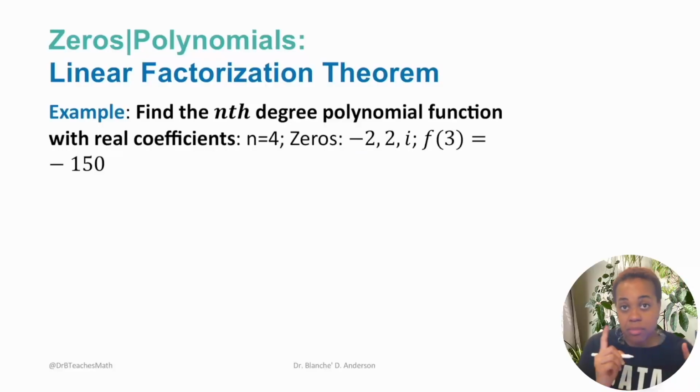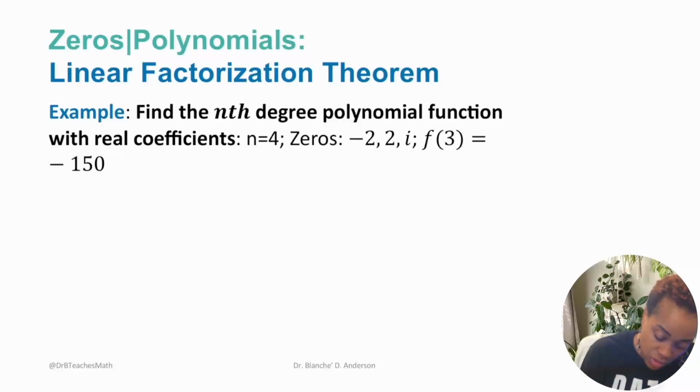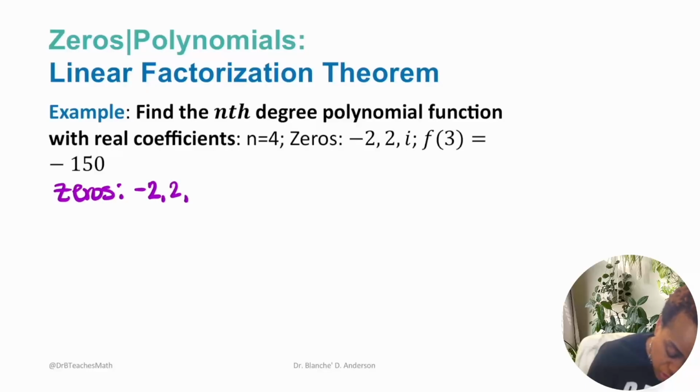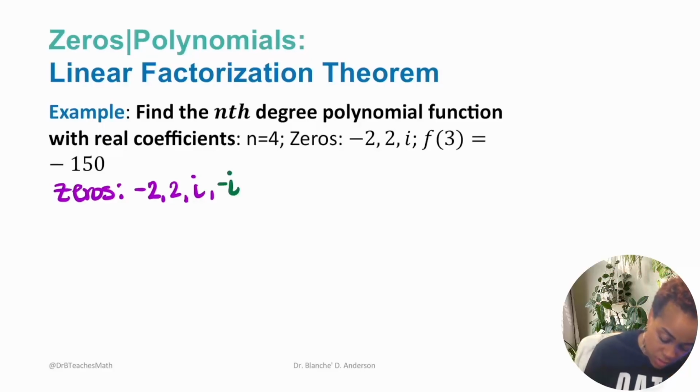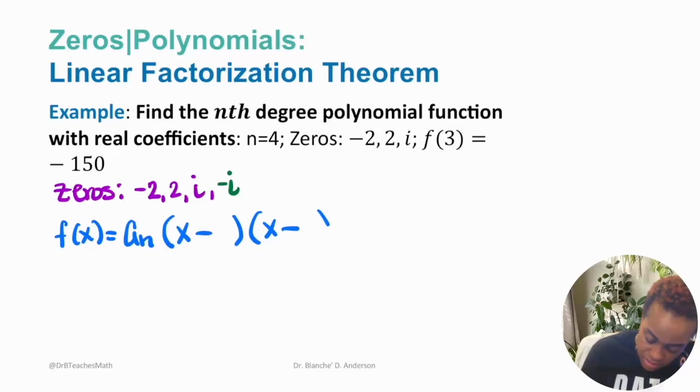But what does that mean? Remember, imaginaries come in pairs. So our zeros are really negative 2, 2, i, and what? Negative i. I'll do it in a different color because imaginary zeros come in pairs. So there's our 4. Then we have our f of x, whatever it is, with a leading coefficient. We don't know what it is yet, but we can write our 4 factors as x minus, x minus, x minus, x minus.